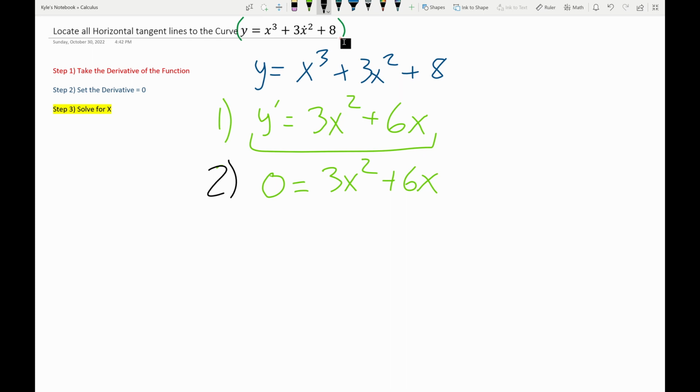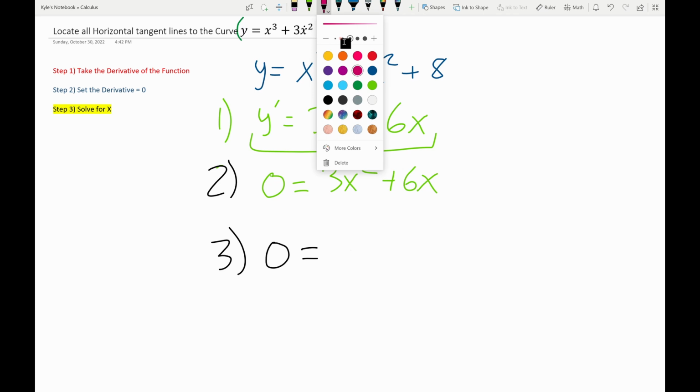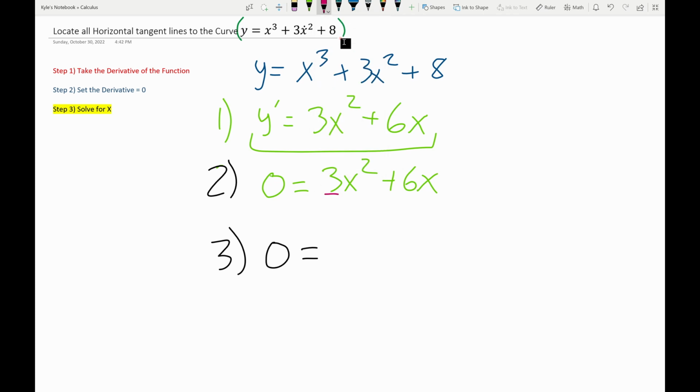Now we're going to solve for x. So the first thing I'm going to do is I am going to factor, because that just makes the most sense. So we have 0 equals, I'm going to do this in a different color. I know that there's a 3 in common here in both of these terms and an x. So I'm going to take out a 3x. And then we're going to be left with this binomial of x right here plus 2. Because if we distributed this back in, we would have this problem.